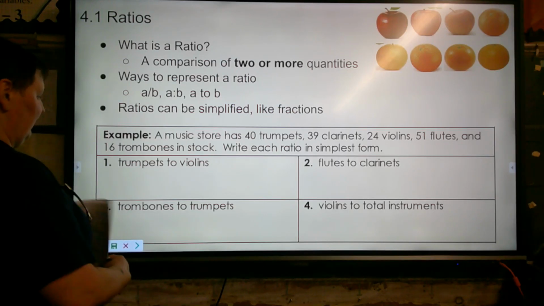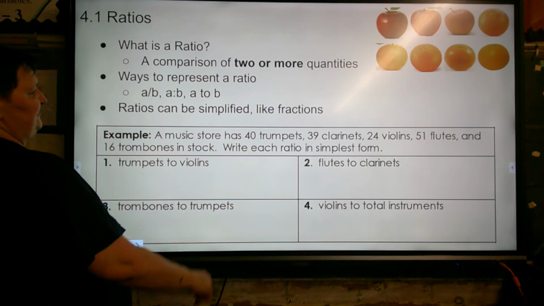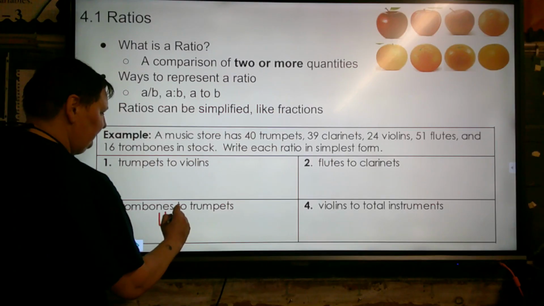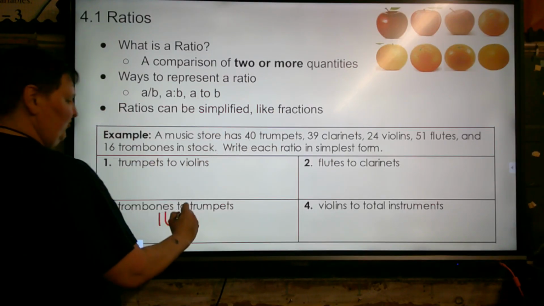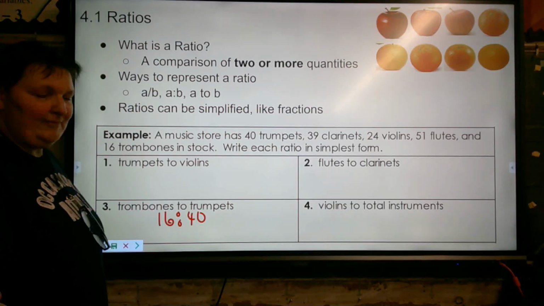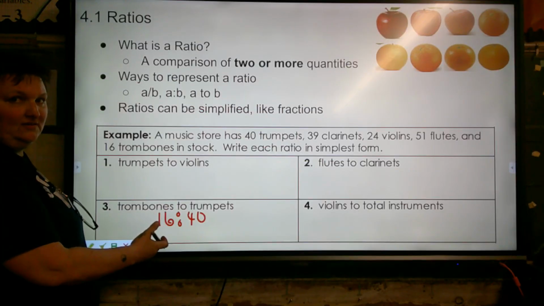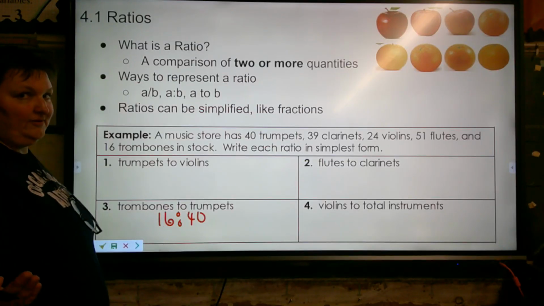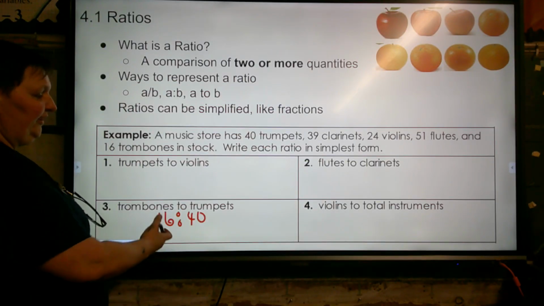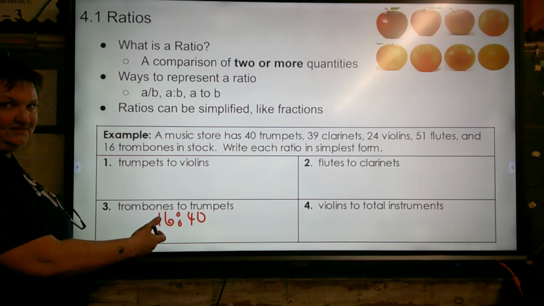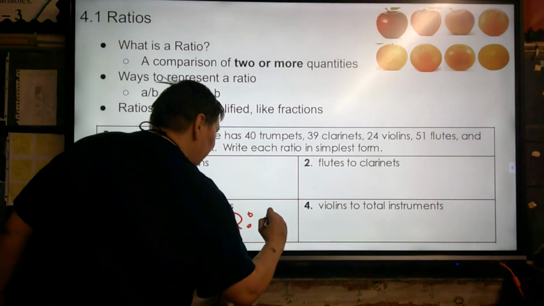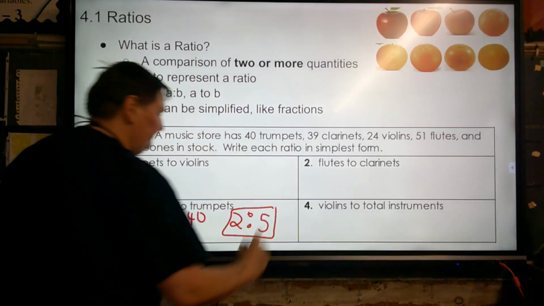No, whatever. All right, this time we're doing trombones to trumpets. So trombones, 16, trumpets, 40. Can that be simplified? I would hope you would automatically say yes, because they're both even. So we know that they can at least be divided by 2. And you can keep dividing by 2 until you can't go any further. But their greatest common factor is 8. Both can be divided by 8. So that would leave you with 2 to 5 as your ratio. 2 to 5.